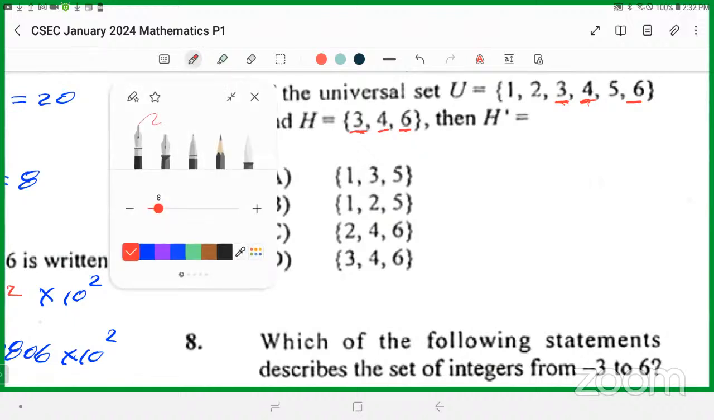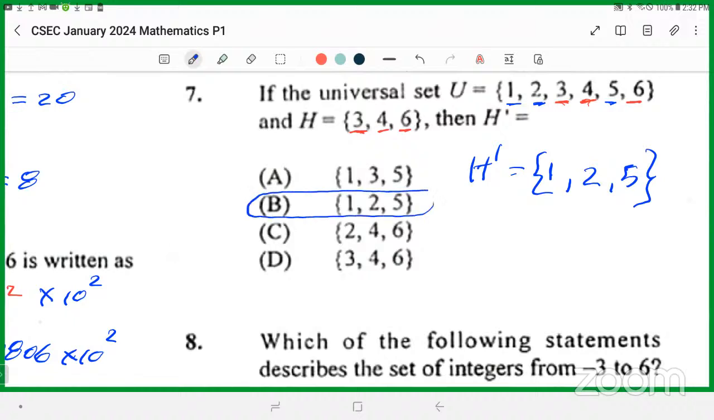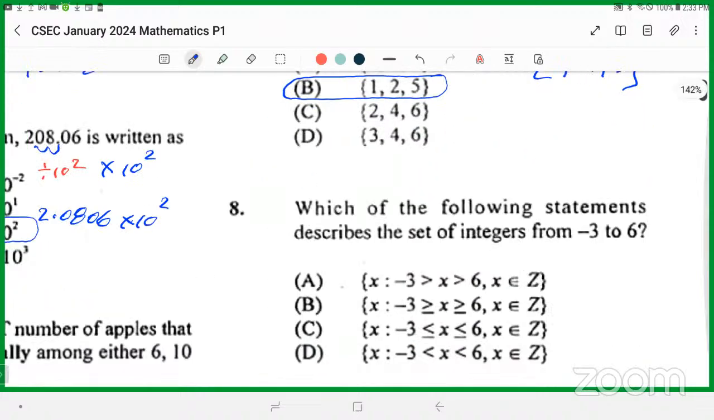So H prime are the others. So H prime is going to be the others. The 1, the 2, and the 5. That is H prime. 1, 2, 5. That's right here. All the ones that are not in H. All right. Good.